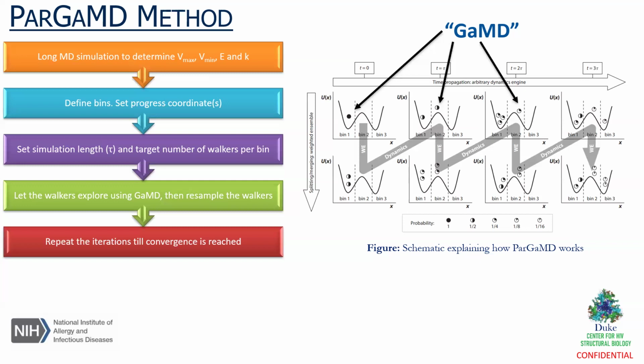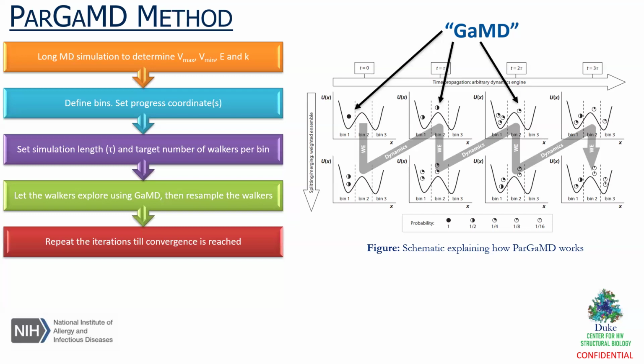So generally, when we run GAMD, after getting the initial statistics, we directly start the MD simulation with the GAMD potential added. But here, we need two CVs. I think the only difference between ParGaMD and GAMD is that ParGaMD does require a CV or CVs, depending upon how many you want to give. So based on the CVs that you give, you define the bins, you set the progress coordinates, and the last three steps are essentially WE running with the GAMD simulation in it.